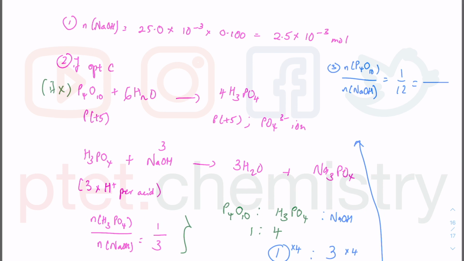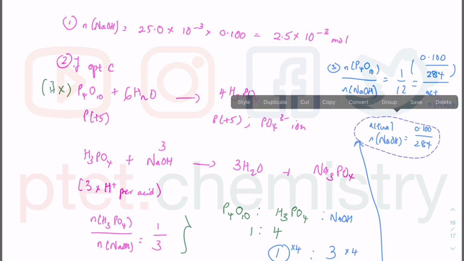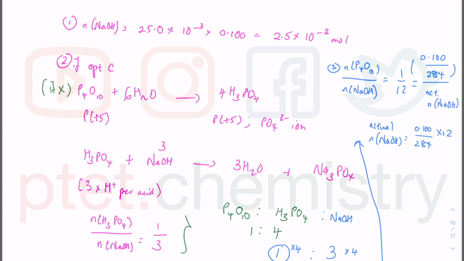Now what is my job here? I know I reacted 0.100 gram, so 0.100 gram divided by the Mr, which for P4O10 is actually 284. And then what else can I do? I can find the actual mole of NaOH that reacted. So make that the subject, so the actual mole of NaOH will go up there. And then you get 0.100 over 284, and you need to multiply that by 12. So that multiplied by 12, and I get 4.23 times 10 to the minus 3 mole.